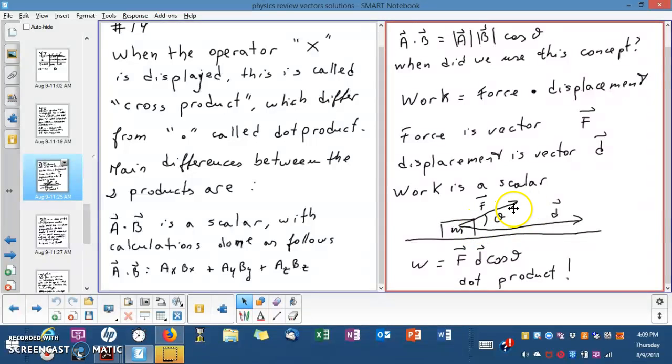So you have to consider not the whole, for example, 100 Newton that you will apply, but only the component that contributes to the motion of the body, which is the cosine. So F cosine theta times D is going to give you your work. Basically, you're doing the dot product between force and displacement.